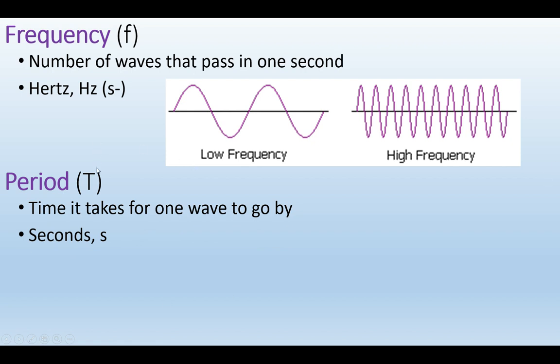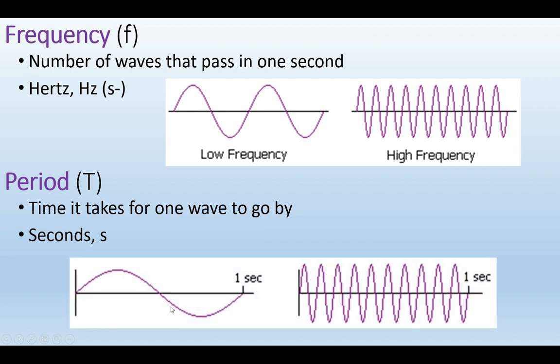Now, if we flip that over, the period of a wave is the time that it takes for one wave to go by. And that is measured in seconds. So if we take this one wave and measure the time, that's the period. If we measure how many waves go by in 1 second, that's the frequency.